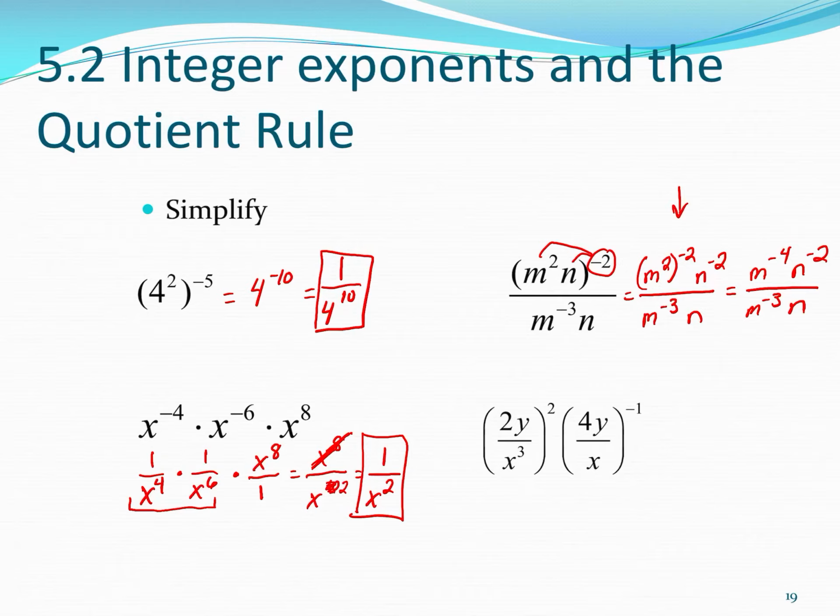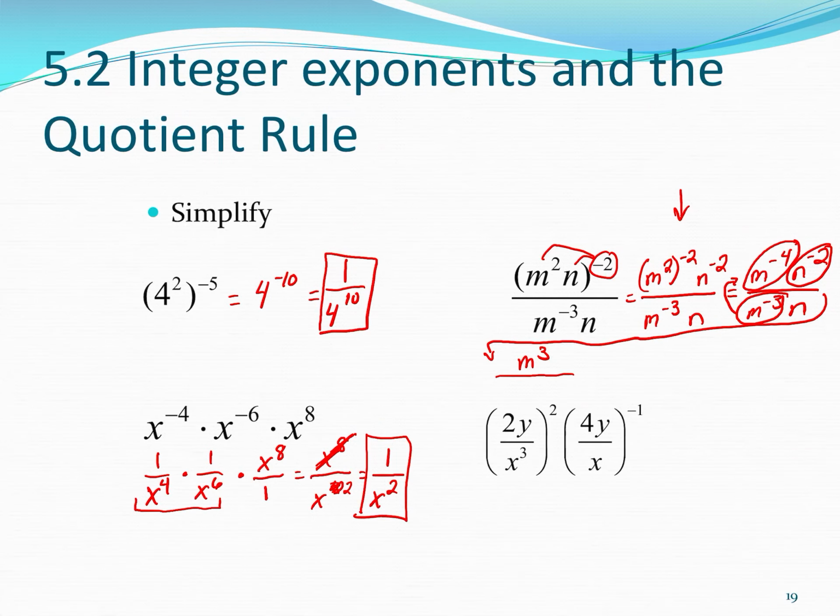And it's very possible you could have skipped this step. If you already knew that m squared to the negative second was going to be m to the negative fourth, you could have skipped that middle step there. Now we need to take our negative exponents and get rid of those. And so this base and power, this base and power, and this base and power all need to get moved to the opposite place.